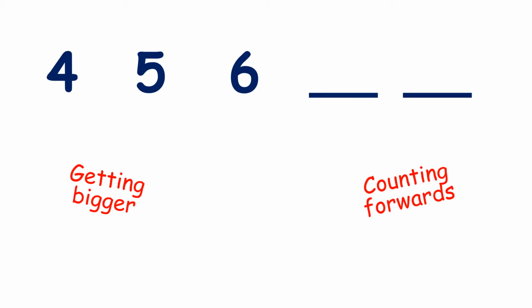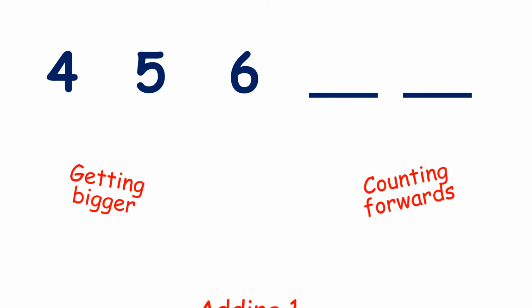Now we're going to practice counting, but rather than always starting with 1, we're going to practice counting on or back from any number. So here we have the numbers 4, 5, 6. We can say that these numbers are getting bigger by 1 each time, or we can say that with 4, 5, 6 we're counting forwards.